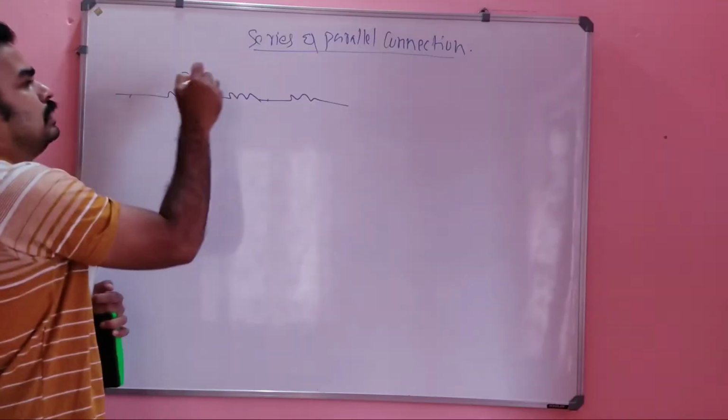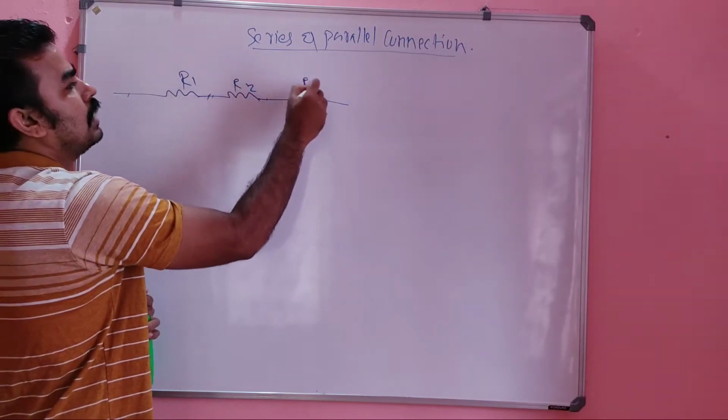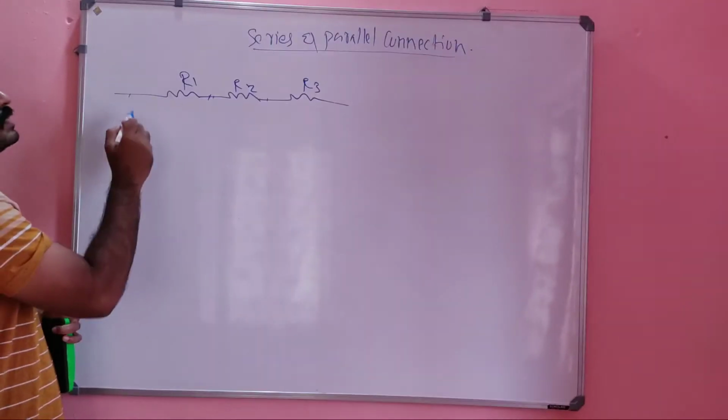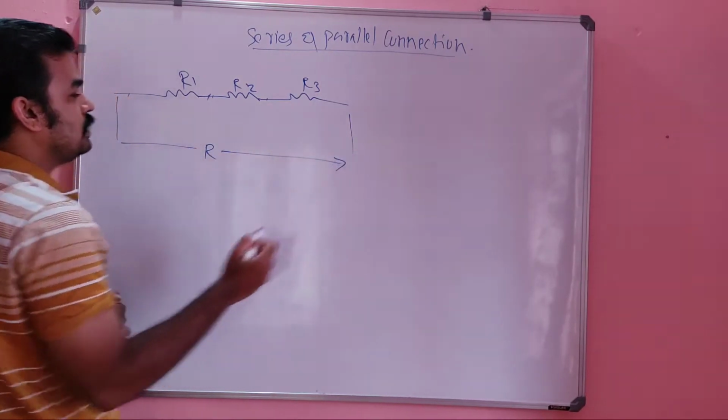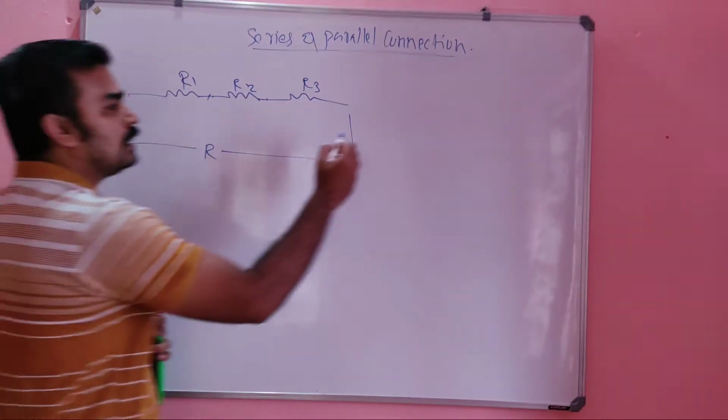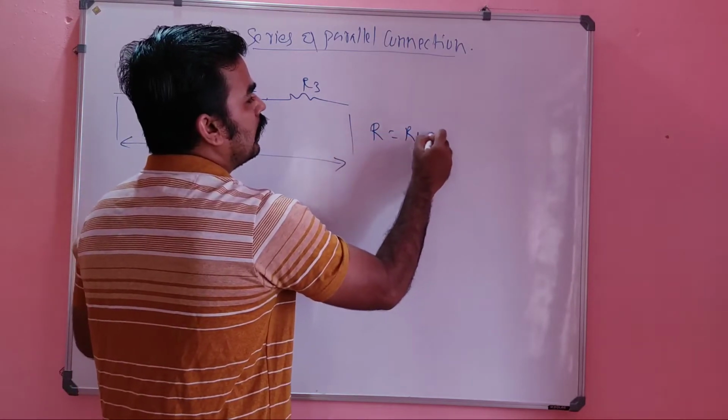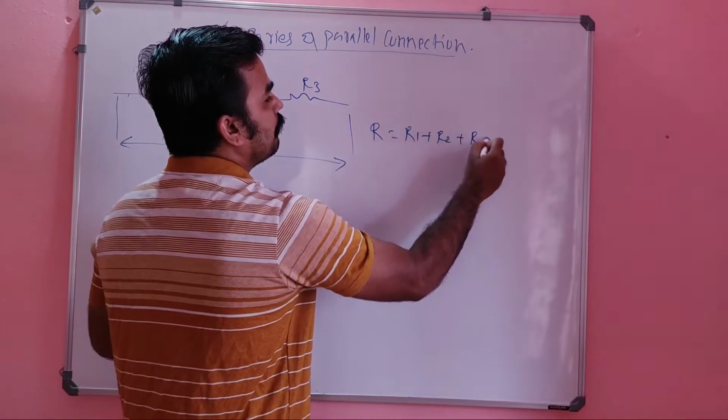So suppose this is R1, this is R2 and this is R3, then what will be the effective resistance R across this? We know that R is equal to R1 plus R2 plus R3.